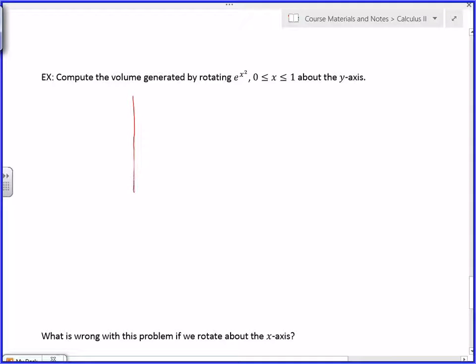So first we draw the shape. E to the x squared, actually if you plug in x equals 0, you're at 1. And then if you go over 1, you're at a height of e, because you just plug in 1, you get e to the first. And it's shaped like an exponential curve, only a little bit sharper. It bends more than a standard e to the x. But you can get that from graphing it.